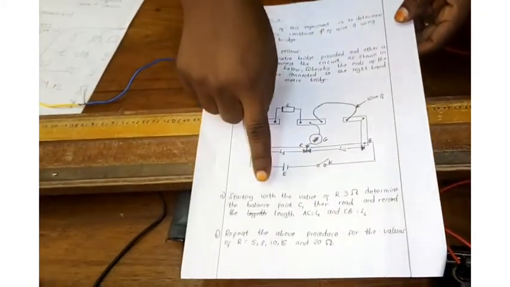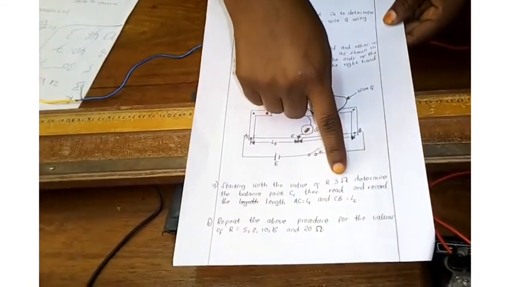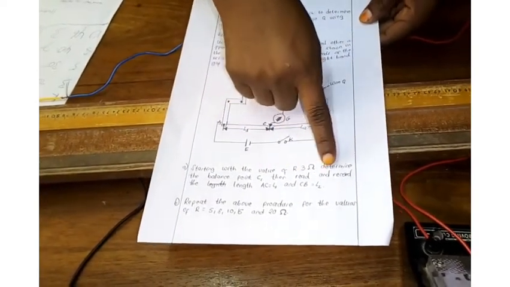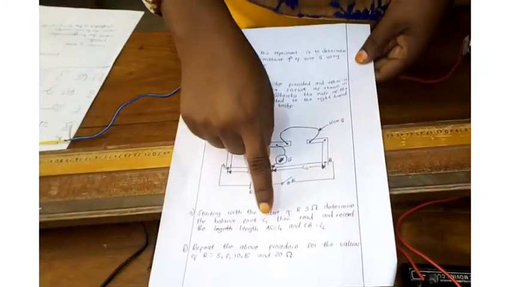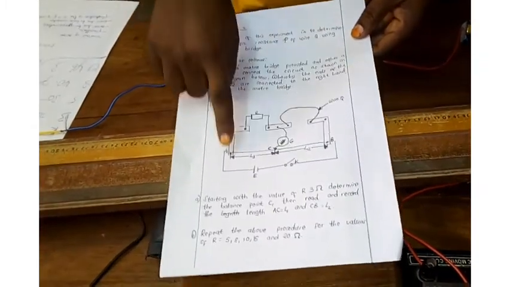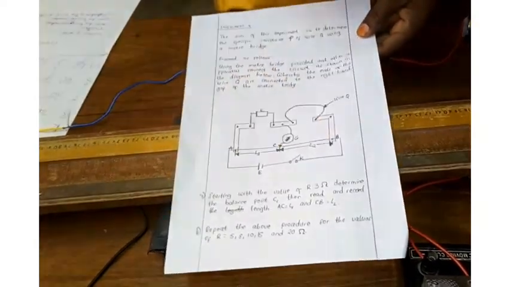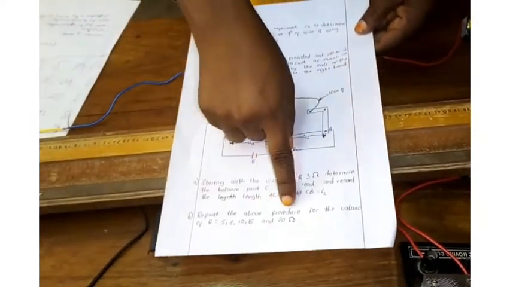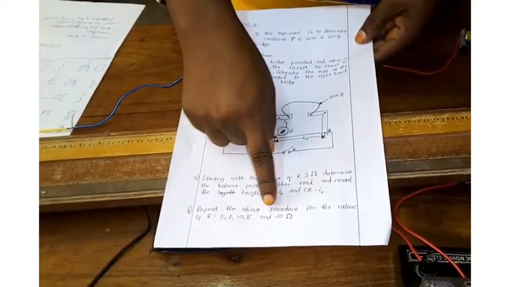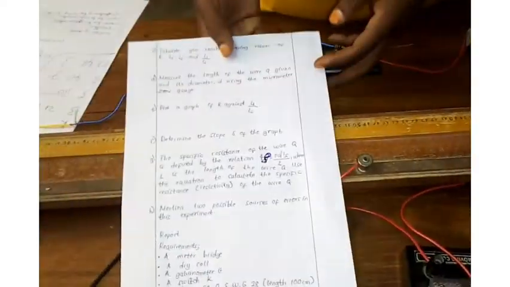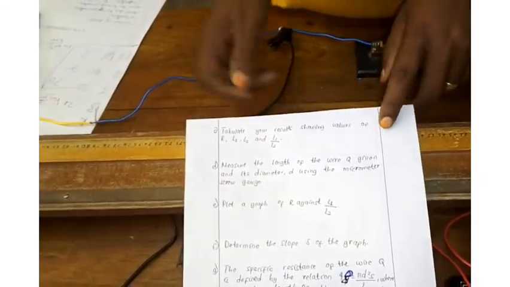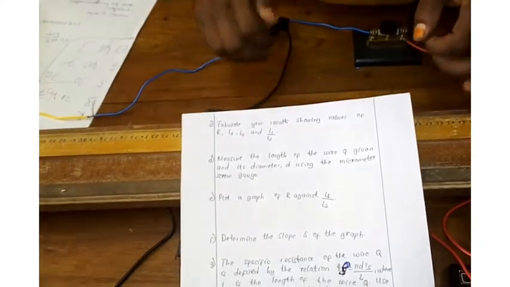Starting with the value of R equal to 3 ohms, determine the balancing point C, then read and record the length AC equal to L1, whereby CB is equal to L2. Then repeat the above procedure for the values of R equal to 5, 8, 10, 15, and 20 ohms. After that, tabulate your results showing the values of R, L1, L2, and L1 over L2.